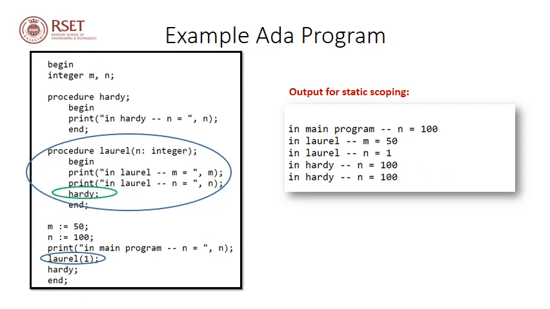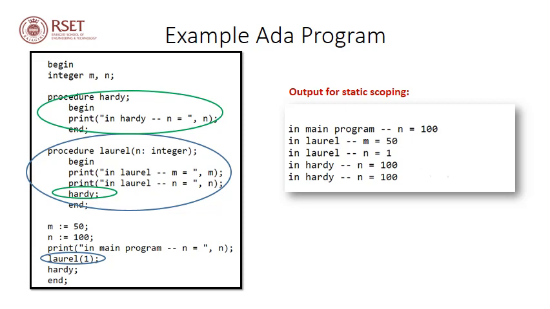Next we have a function call, calling the function Hardy from the function Laurel. Now the function Hardy will execute, and within Hardy we have a single print statement "in Hardy n is equal to". Since we are using static scoping, it will check the current scope for variable n. If it is not present, it will take the value from the global scope. So the value for n will be 100, and it will print in Hardy n is equal to 100.